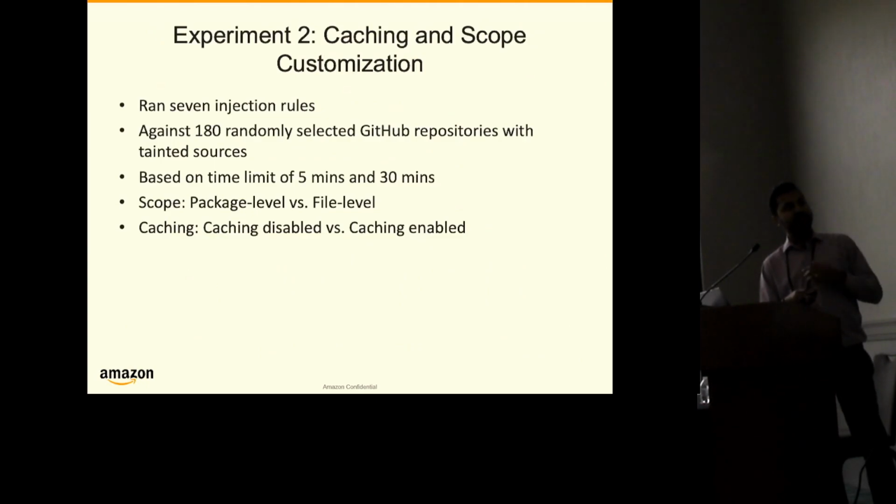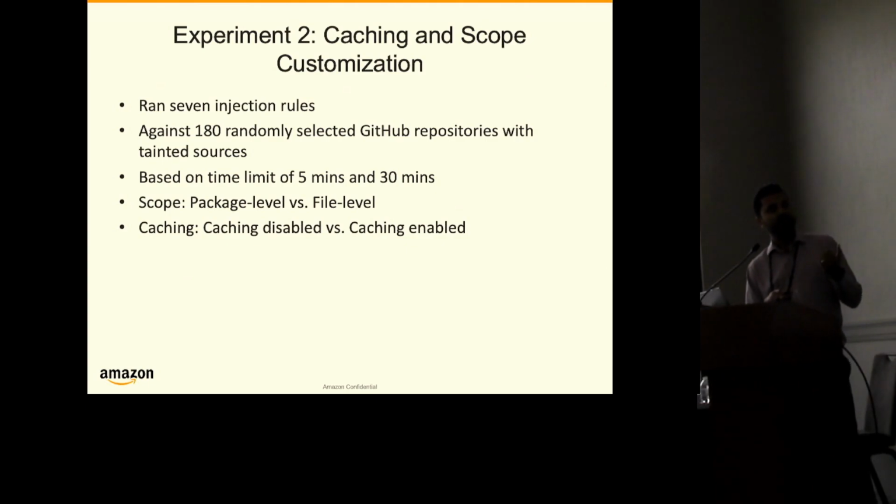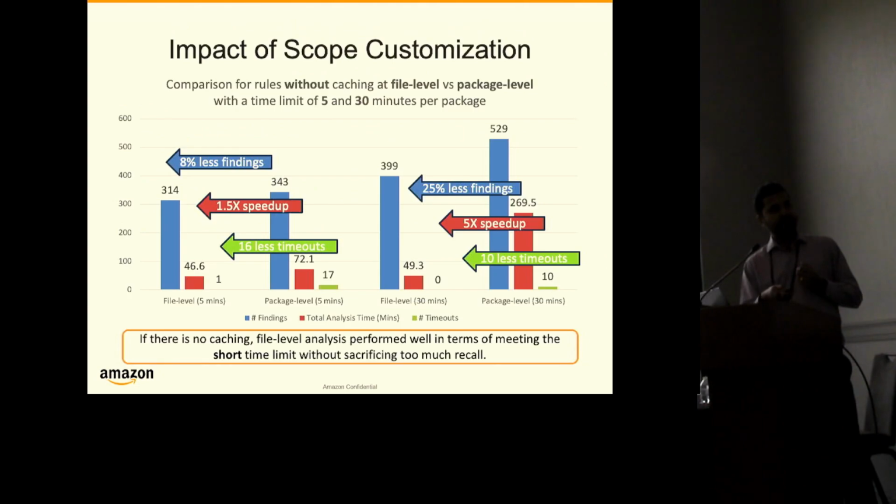Quickly about the caching experiment. So here we have chosen 7 injection rules, and we have run it across 180 randomly selected GitHub repositories with tainted sources. And we use the same time limit of 5 minutes and 30 minutes. So let's look at the results here.